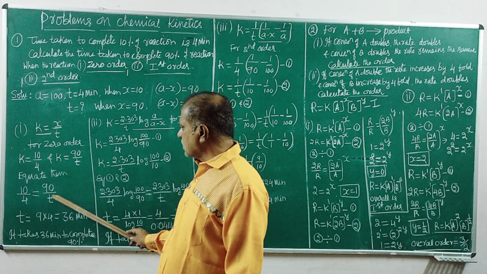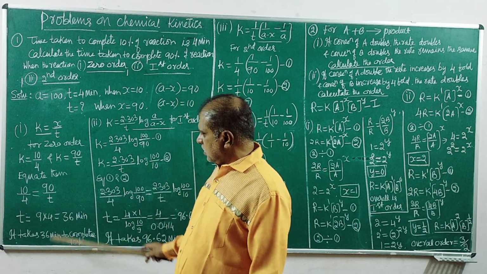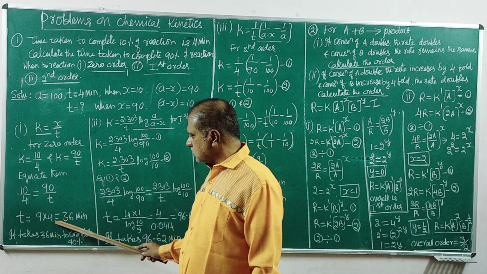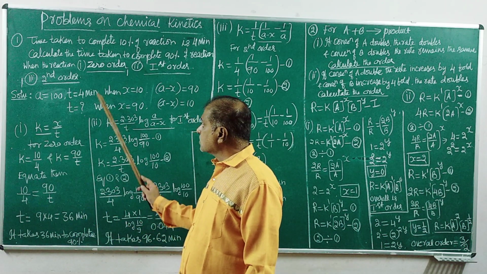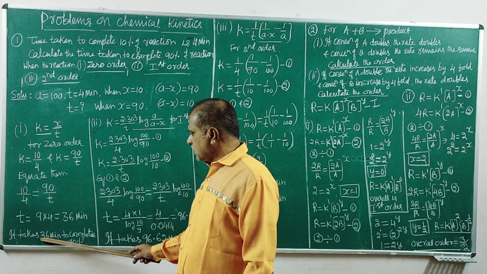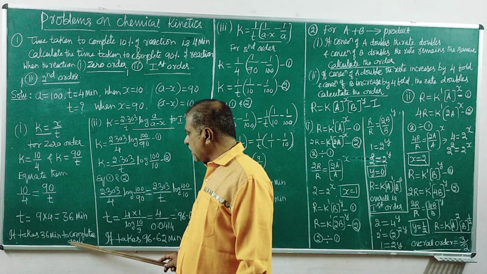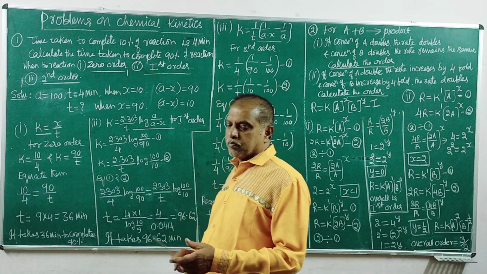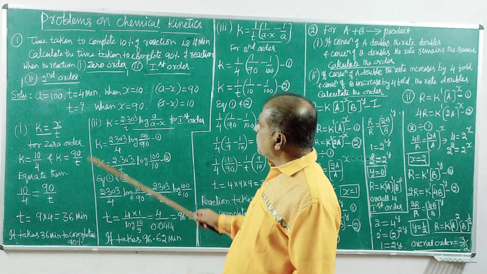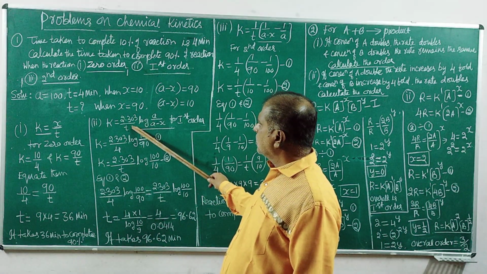So when you equate it and simplify, t equals 36 minutes. If the reaction is zero order, it takes 36 minutes to complete 90% of the reaction. This is the way of calculation. This is one problem. In the same one, what is the second problem?